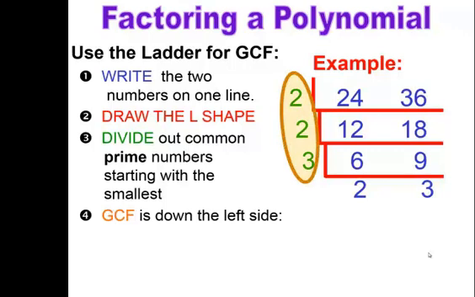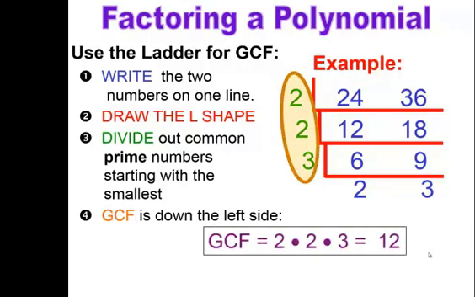In this case, I have 2 times 2 times 3, which equals 12. So 12 is the greatest common factor for 24 and 36. Remember, the greatest common factor has to divide evenly into every number that you're finding the greatest common factor for. 12 divides into 24, 12 divides into 36, and they have no more common factors. That's why 12 is the greatest common factor.